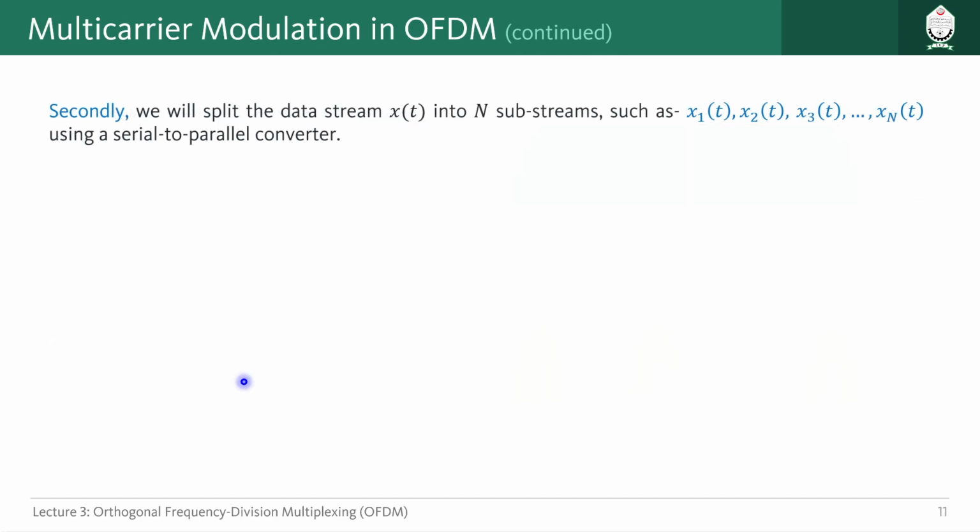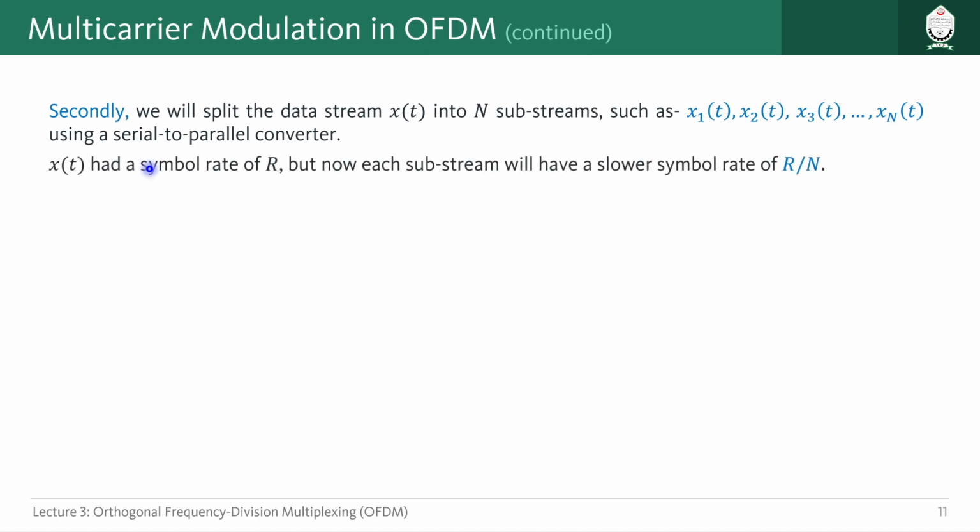Basically, as we have n subcarriers, we will also divide our signal x of t into n substreams. Starting from x1, x2, x3 up to xn, we divide our main signal x of t into n portions or n substreams, which is done using a serial to parallel converter. So we are trying to achieve some kind of parallelism here.